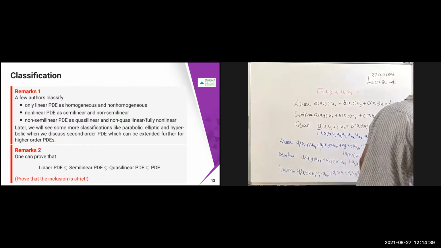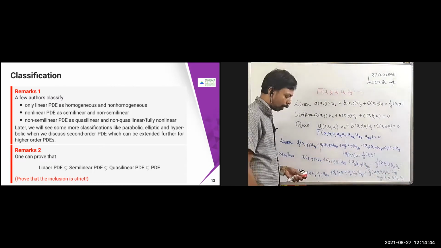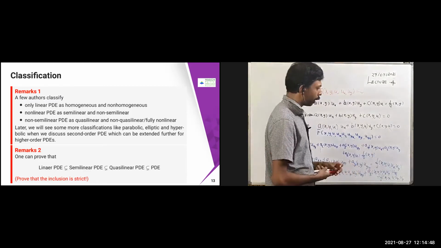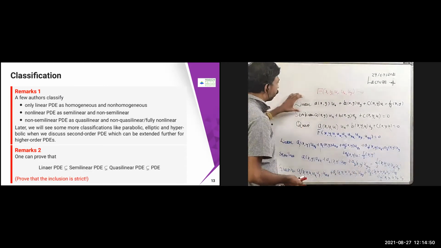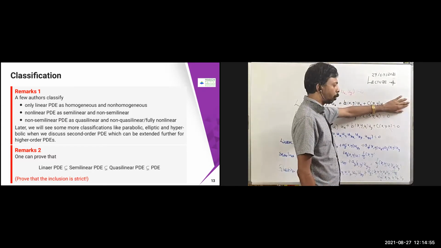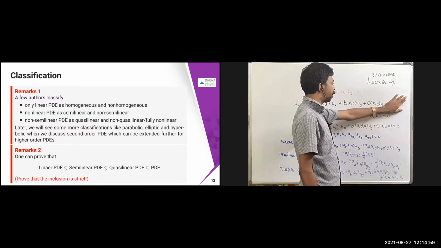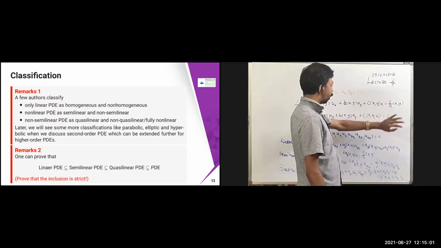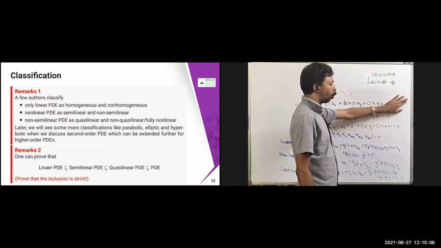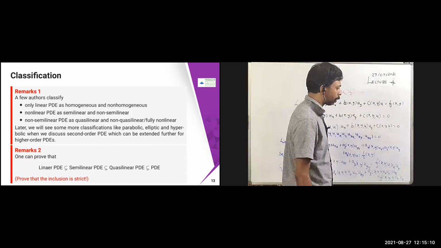If you read one textbook, there will be a different classification, and another textbook will have some other classification. A few authors classify only the linear PDE. If it is a linear PDE, they check whether it is a homogeneous or non-homogeneous equation. Like if this term is 0, then only for this equation do they check; for the other equations they don't check, they just leave it. That is what some authors do.